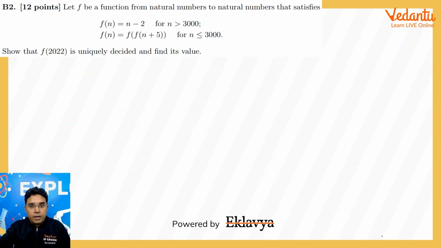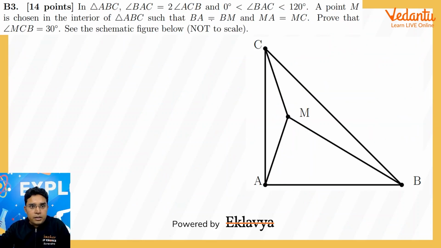Now coming to the next question, in which we are given triangle ABC. Angle BAC is equal to 2 times angle ACB. That means, using standard terminology in triangle ABC, angle A is equal to 2 times angle C. So A is 2C. And this angle BAC, that means angle A only, is less than 120. And obviously it has to be greater than 0 because it is forming a triangle.